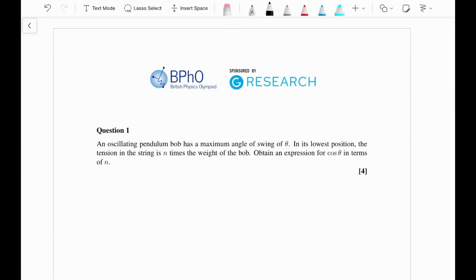In this video, we're going to look at two questions on the topic of simple harmonic motion. For question 1, it says an oscillating pendulum bob has a maximum angle of swing theta. At its lowest point, the tension in the string is n times the weight of the bob. Obtain an expression for cosine theta in terms of n.